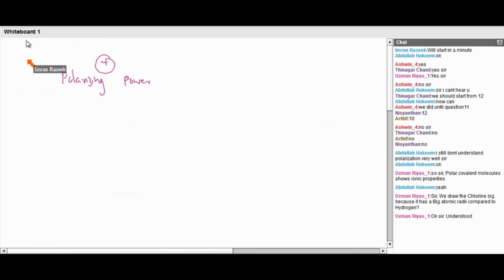So back to polarizing power and polarizability. Polarizing power is a term which is used for the cation, and polarizability is the term used only for the anion. So this is the first step. You should never use the term polarizability for a cation, or the term polarizing power for the anion. That is the first mistake made by many students. So you should know which term to use where. That's number one. Let's see what polarizing power and polarizability mean.